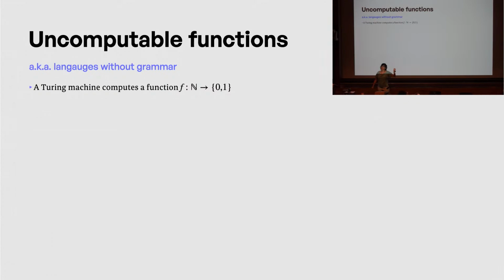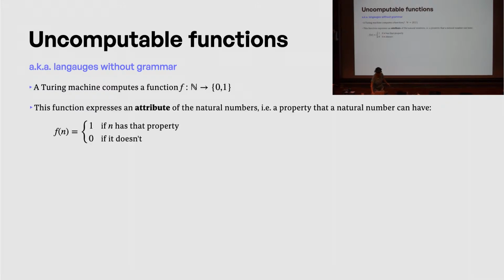A Turing machine computes a function, say, from the naturals to {0, 1}, meaning it accepts or rejects the string. This function expresses an attribute, or you can imagine that this function is expressing an attribute. I like this perspective of the natural numbers: that is a property, an attribute, that a number may or may not have. It's a binary attribute. And so the output of the function is 1 if that number has the property, and it is 0 if it doesn't. For example, being an odd number, or being a prime number, or being larger than a googol, or, I don't know, being a multiple of 51.